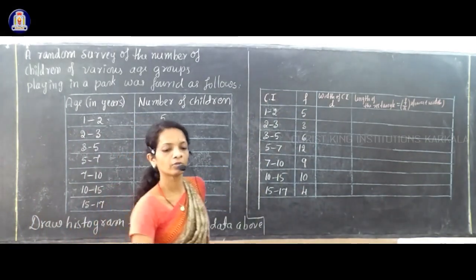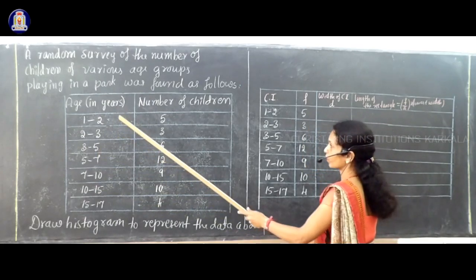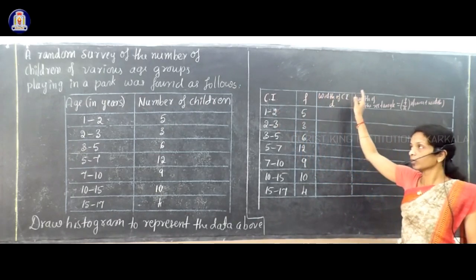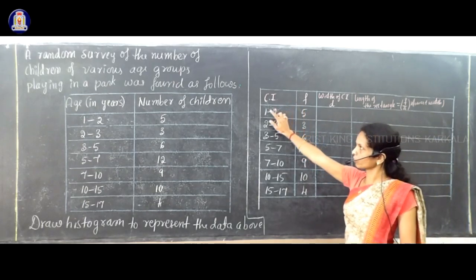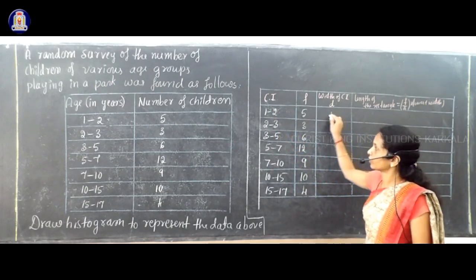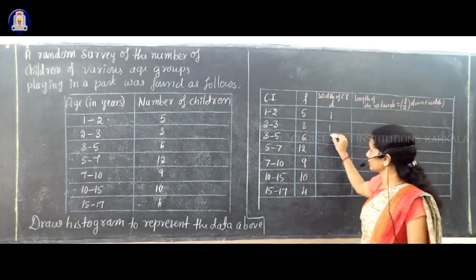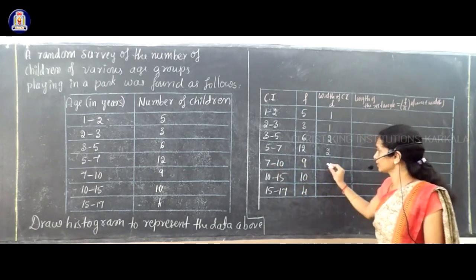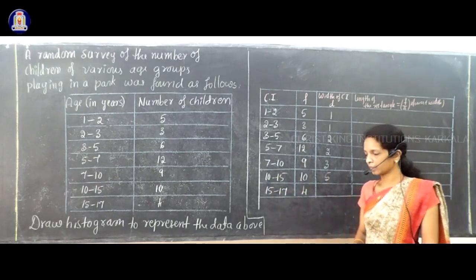After that, width of the class interval you have to find. Okay, width of each class interval. Now here 1 to 2, difference you have to take, that gives you d, width of the class interval, that is taken as a small letter d. How to get that? You have to subtract the first number from the second number. 2 minus 1, that is a 1. Then 3 minus 2, that is a 1. 5 minus 3, that is a 2. 7 minus 5, that is a 2. Then 10 minus 7, that is a 3. 15 minus 10, that is 5. And 17 minus 15, that is 2.